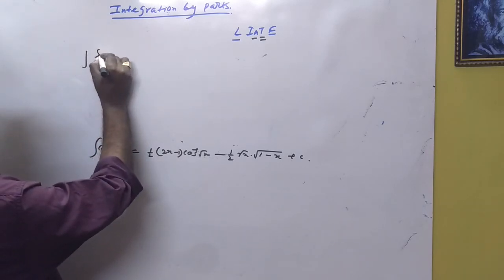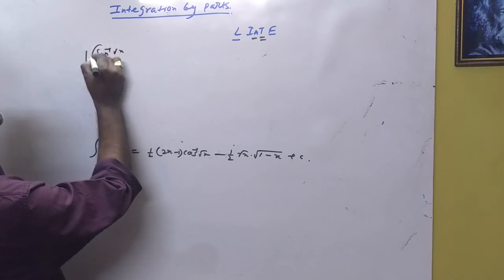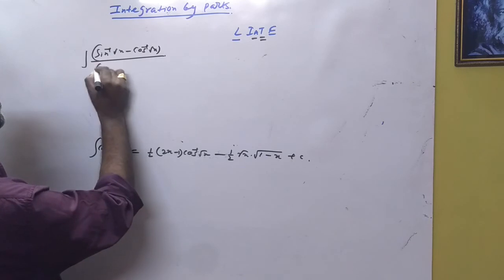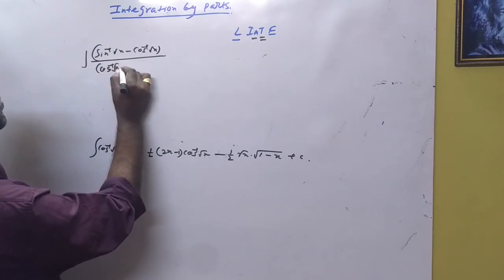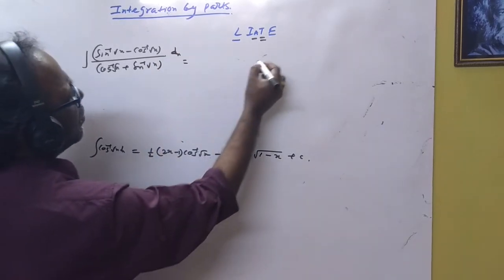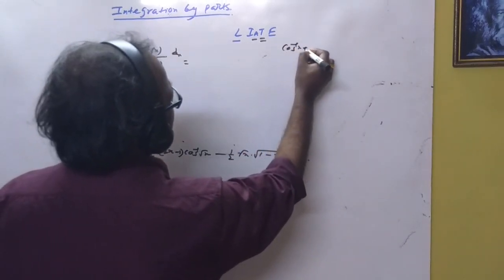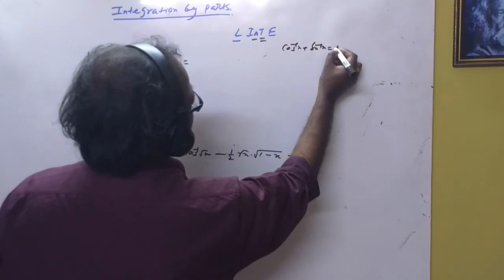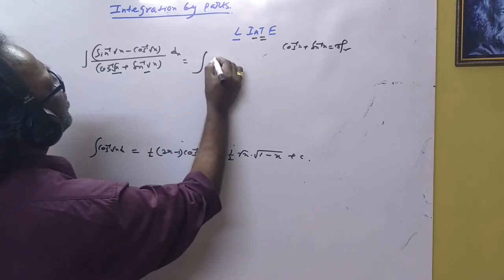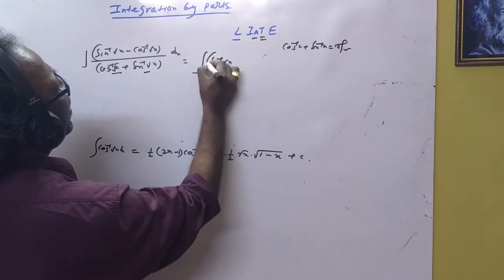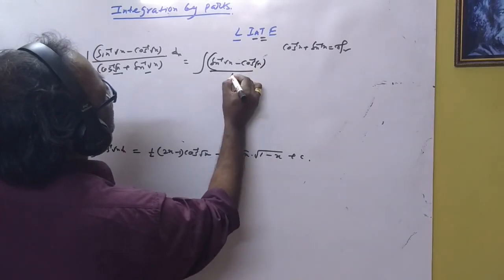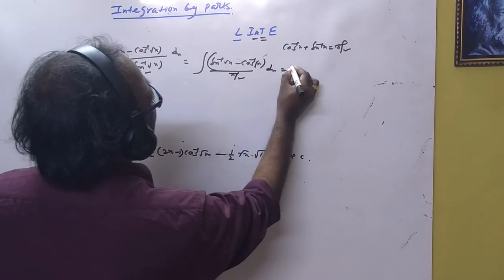Here is a problem, that is the integral of sin inverse root x minus cos inverse root x by cos inverse root x plus sin inverse root x here, dx. You know, like here cos inverse x plus sin inverse x is pi by 2. See, this is where pi by 2. We can put here sin inverse root x minus cos inverse root x, and this is pi by 2 here, and dx. This is 2 by pi.